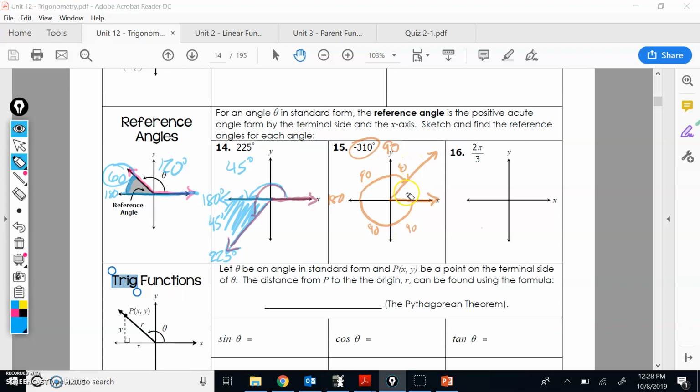In order to find the reference angle, how much space is in between the terminal side, the ending side, and the x-axis? How much blue do we have here? If we know that there's 40 in this spot, and this makes a right angle, 90 minus 40 makes a 50-degree reference angle.